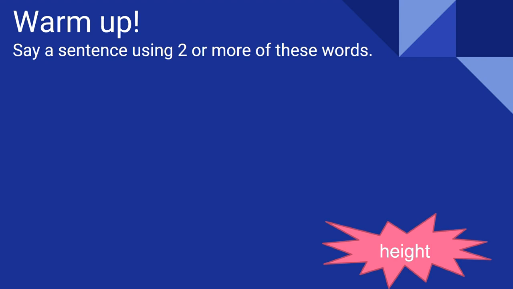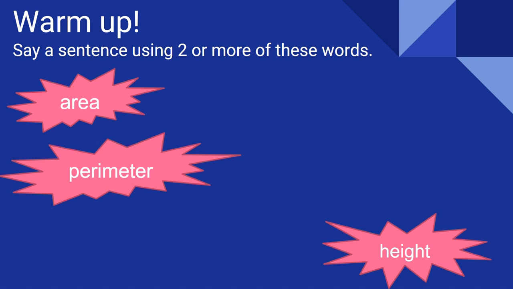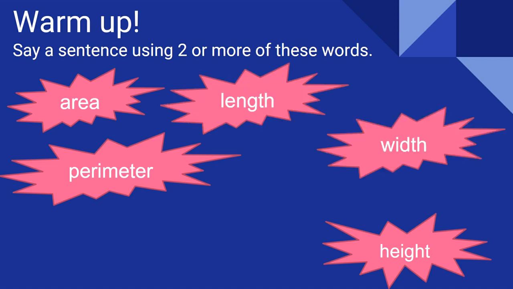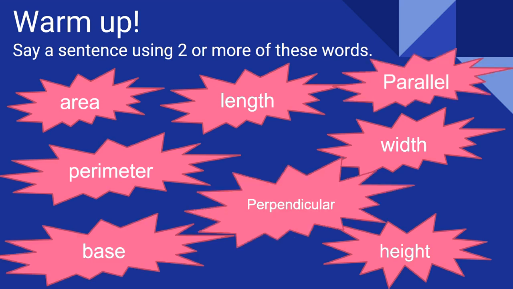So as a warm-up today, I want to see if you can look at all the words I'm going to put up now and either put into a sentence one or two more of these words, or just make sure you understand the meaning of them. So we've got the words area, perimeter, length, height, width, base, perpendicular and parallel. So see if you understand what those words mean, write them down, try and put them into a sentence, and I'll go over them in a moment.